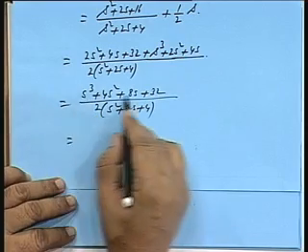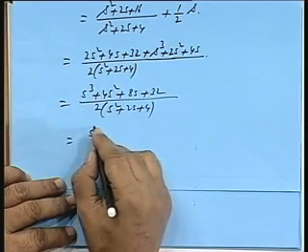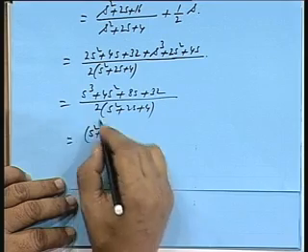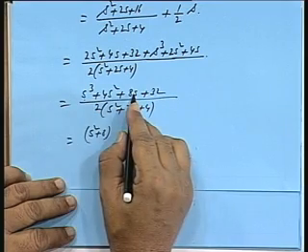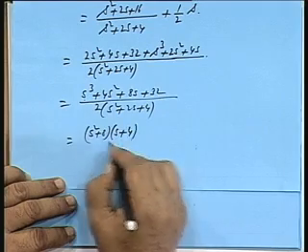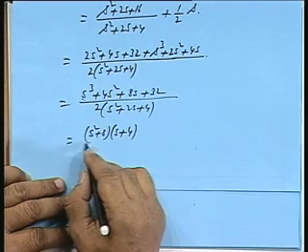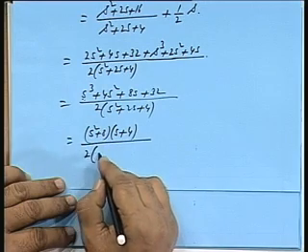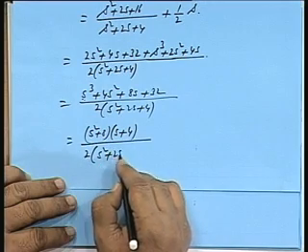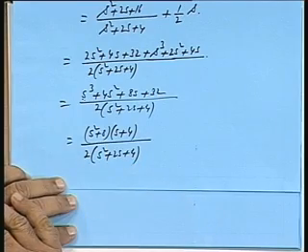This you can write as s squared plus 8 into s plus 4, that is s cubed plus 4 s squared plus 8 s plus 32 equals (s squared plus 8) into (s plus 4), divided by 2 into s squared plus 2s plus 4. By the way, why did I take s squared plus 8 as a factor?